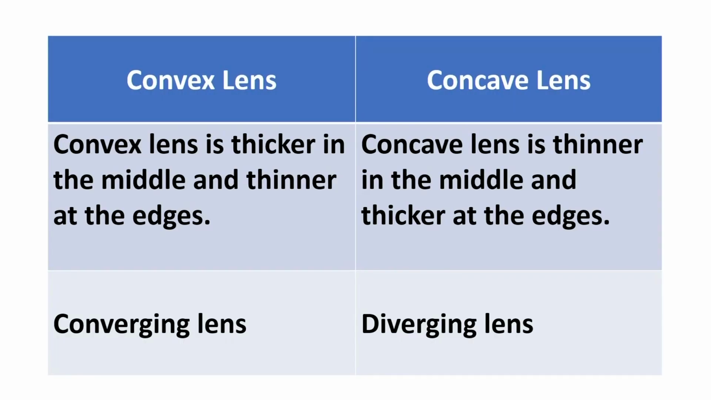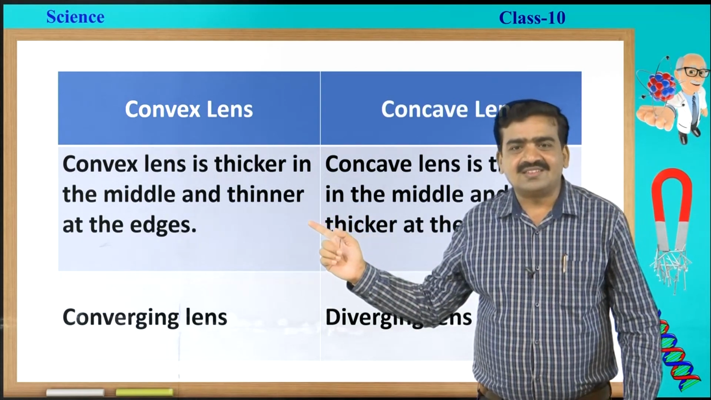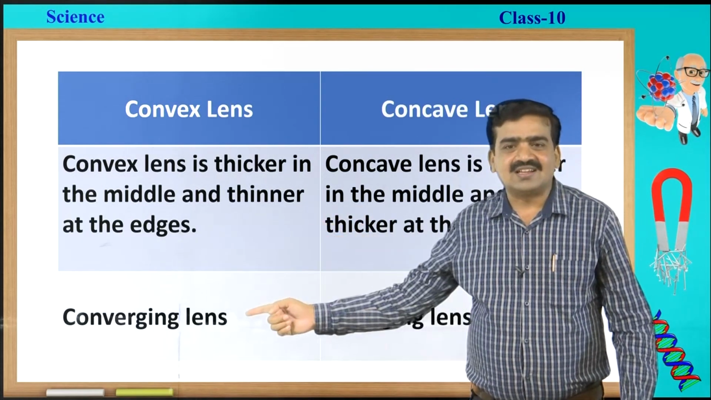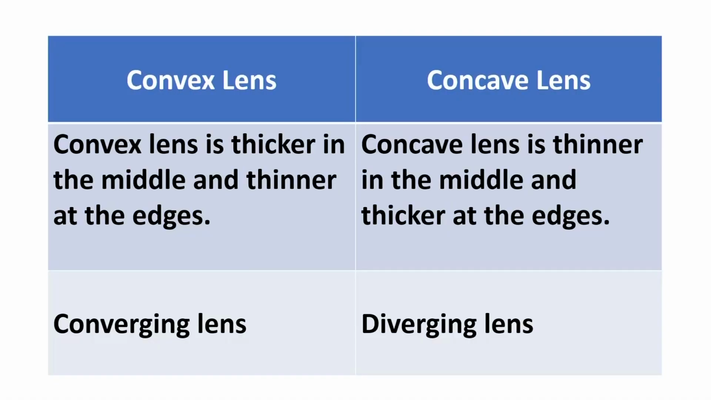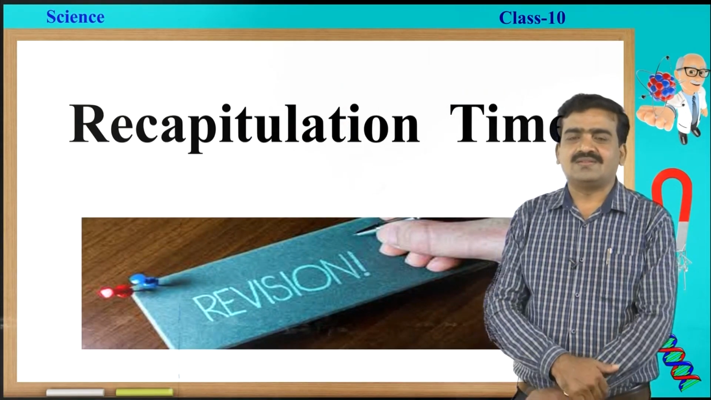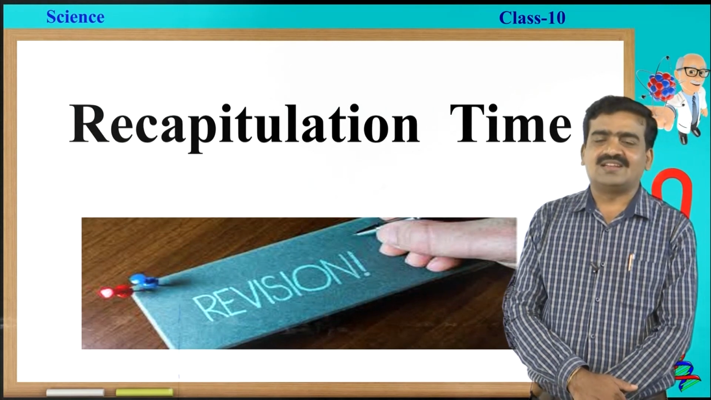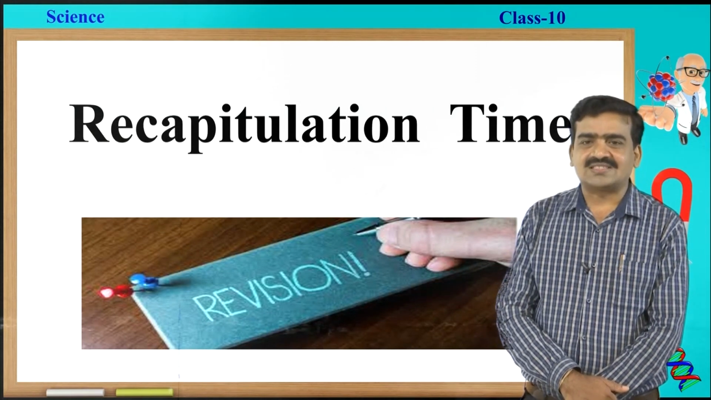So, we have the difference between concave lens as well as convex lens like this. Convex lens is thicker in the middle and thinner at the edges, and it is also called a converging lens, whereas a concave lens is thinner in the middle and thicker at the edges, and it is also called a diverging lens.